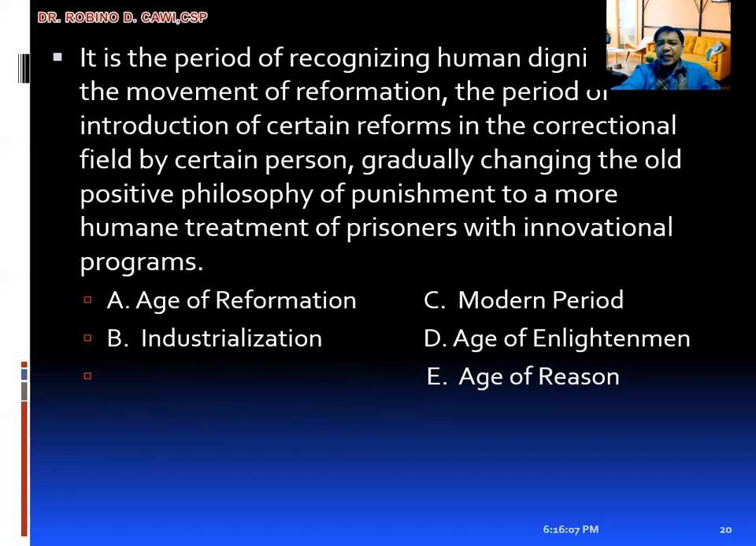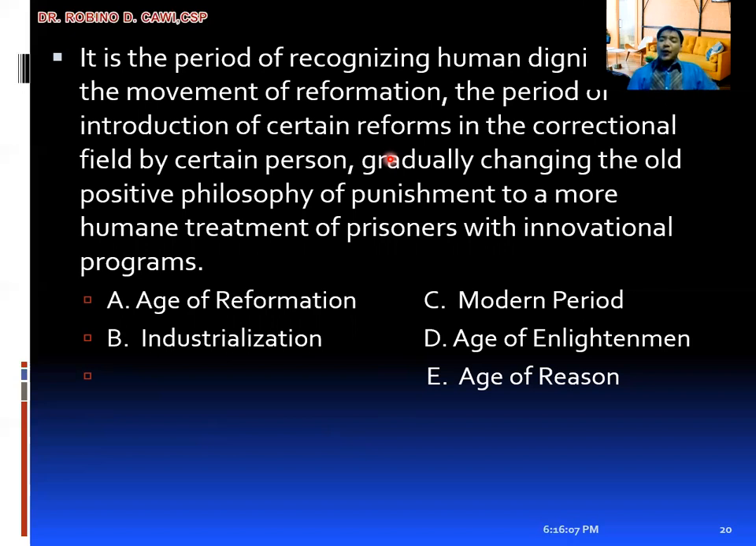This is the last question for the first part. So it was the period of recognizing human dignity. It is the movement of reformation, the period of introduction of certain reforms in the correctional field by certain persons, gradually changing the old positive philosophy of punishment to a more humane treatment with innovational programs.